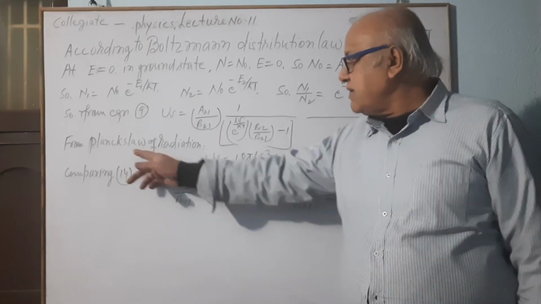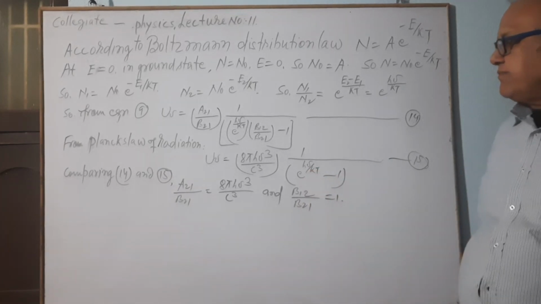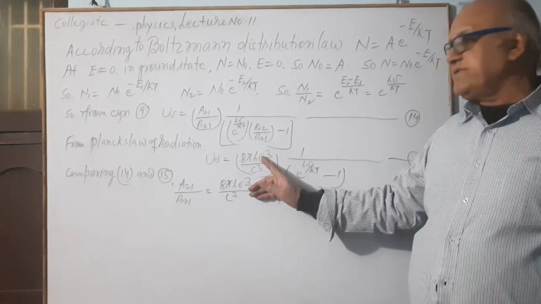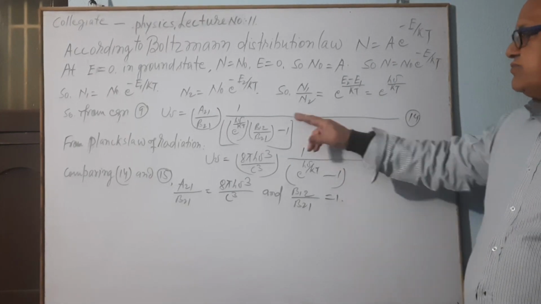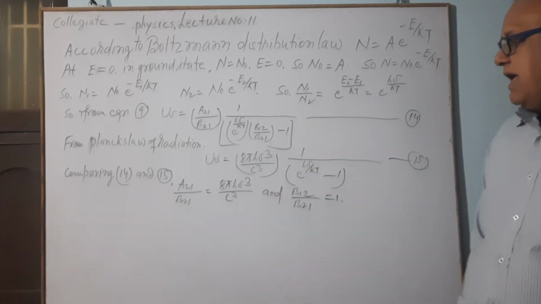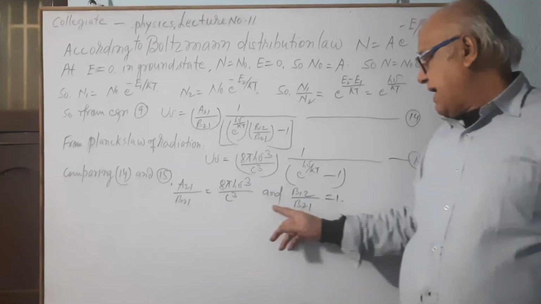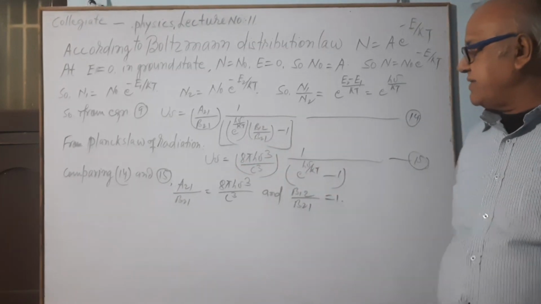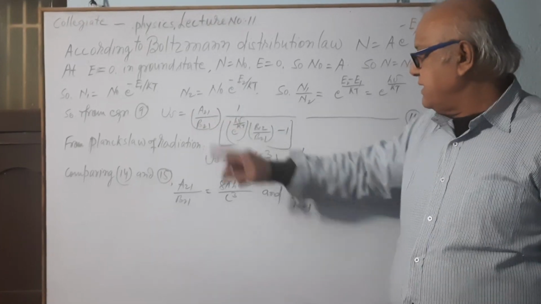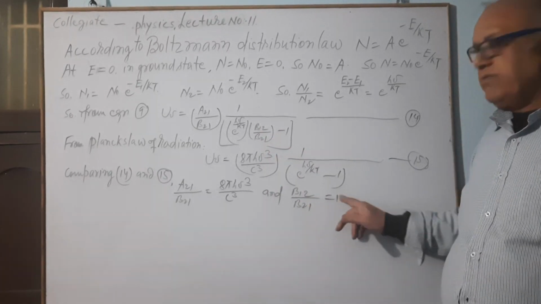Now, according to Planck's law of radiation, U nu is equal to 8 pi h nu cube by c cube into 1 by e to the power h nu by kT minus 1, where h is the Planck's constant, nu is the frequency of radiation, c is the velocity of light. So these two equations are compared, and then we get A21 by B21 is equal to 8 pi h nu cube by c cube, and B12 by B21 is equal to 1. When we compare this equation and this equation, A21 by B21 is equal to this much, and B12 by B21 is equal to 1.